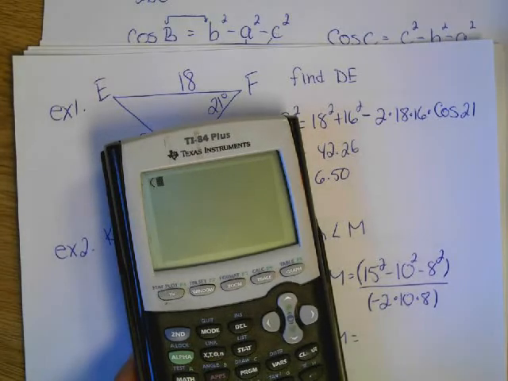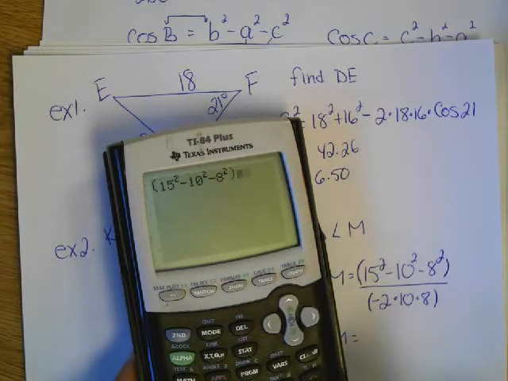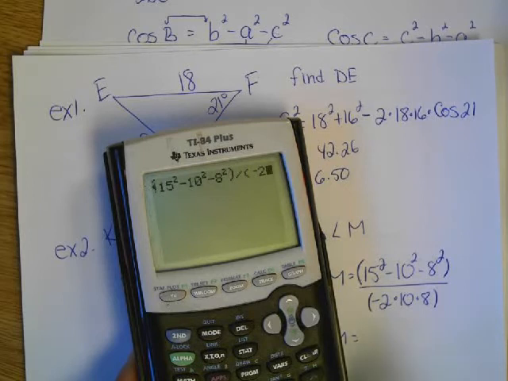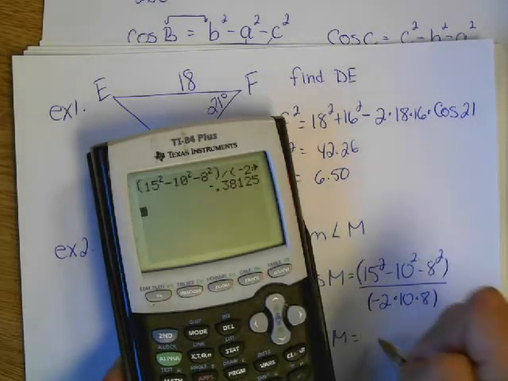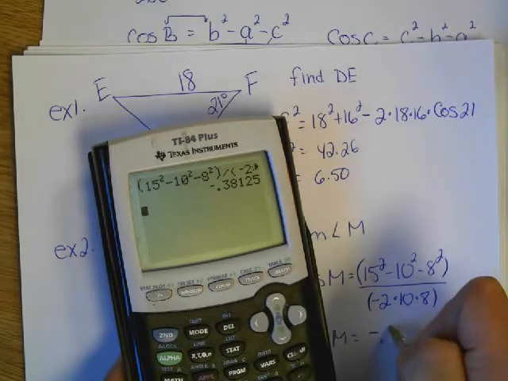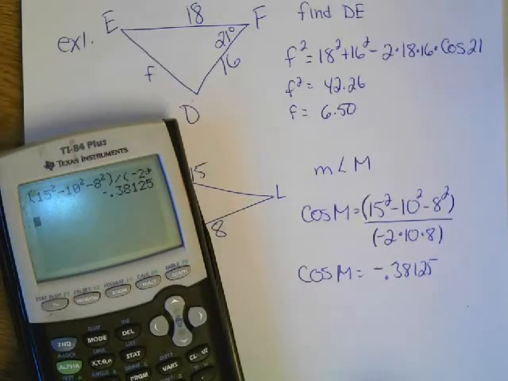So, calculator time it is. Parentheses, 15 squared minus 10 squared minus 8 squared, divide, parenthesis, negative 2 times 10 times 8. So I get a negative 0.38125. Don't worry about that negative.